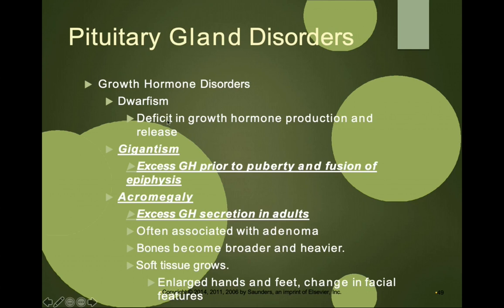So dwarfism is a deficit in growth hormone production and release, whereas giantism and acromegaly is an excessive amount. It just depends on whether it's in children or adults. So giantism is excessive growth hormone prior to puberty and the closure of the growth plates, which is in the epiphysis, when you're a child. After the growth plates have closed, if there's increased growth hormone secretion, there's going to be this acromegaly, where they have this kind of caveman, Neanderthal-ish type of look.